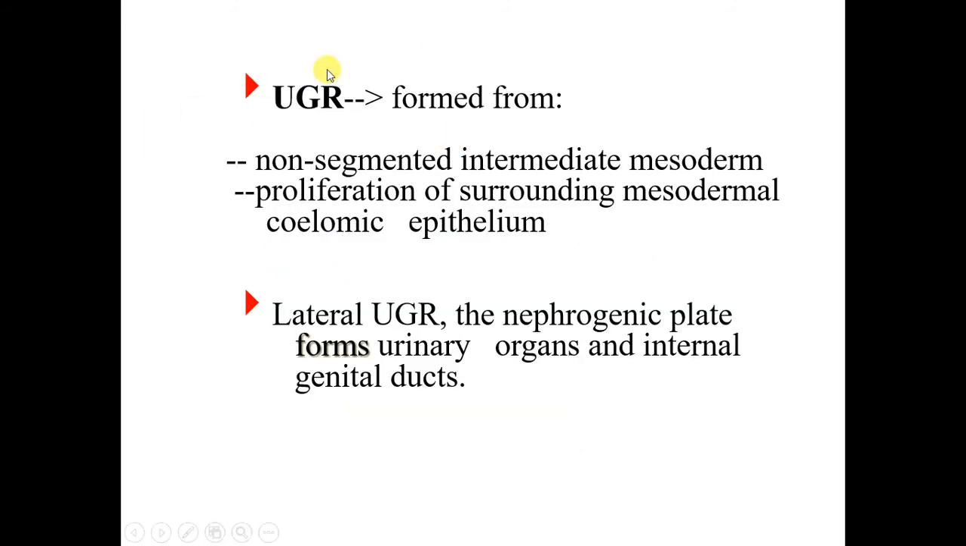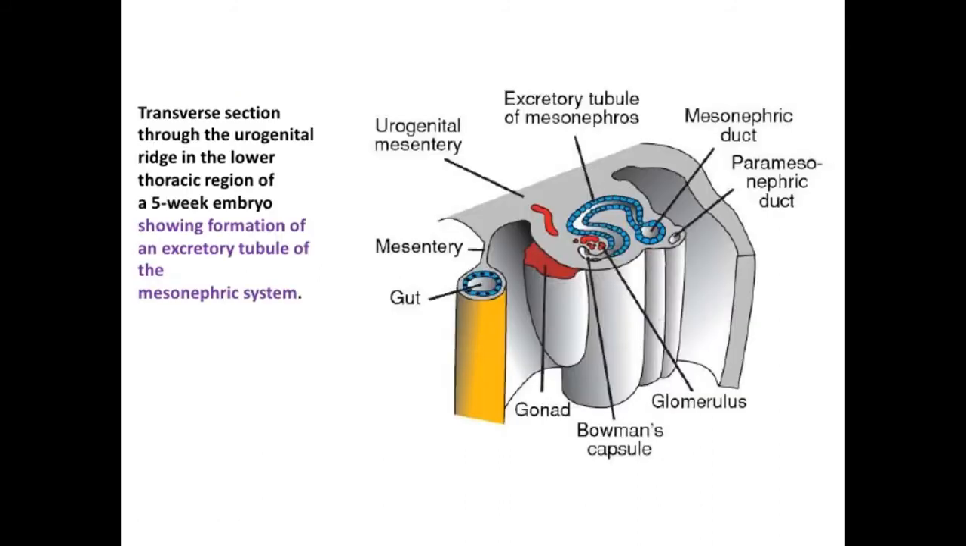And this urogenital ridge is formed from non-segmented intermediate mesoderm and proliferation of the surrounding mesoderm of the coelomic epithelium. The lateral urogenital ridge, the nephrogenic plate, forms the urinary organs and the internal genital organs, while the medial one will form the gonads. Here we see in this diagram the medial part, ventromedial part and dorsolateral part. The ventromedial part will form the genital system and the dorsolateral part will form the urinary system or kidney system.